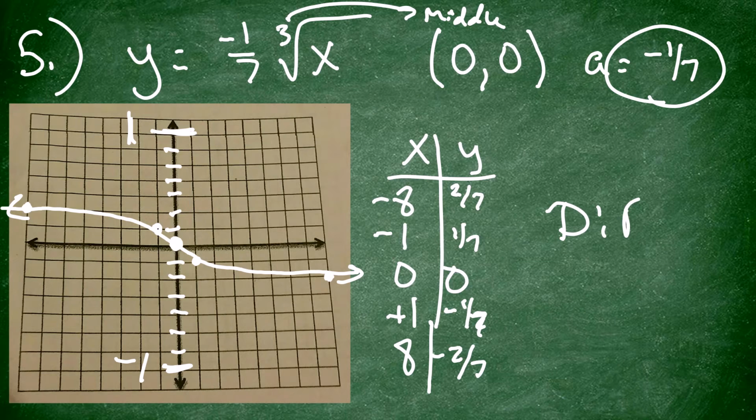Once again, because it's a cube root, I don't have to do any thinking. I automatically know the domain is all the reals and the range is all the reals. If you're not sure why, it goes left forever, right forever, up forever, down forever. Any number you could possibly ever think of will be on this chart somewhere. And that's it for number 5.